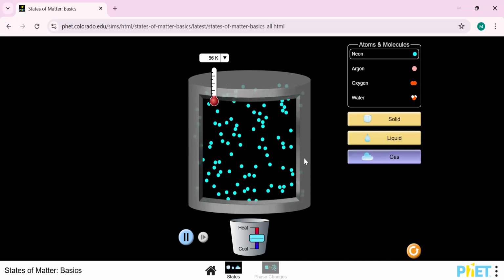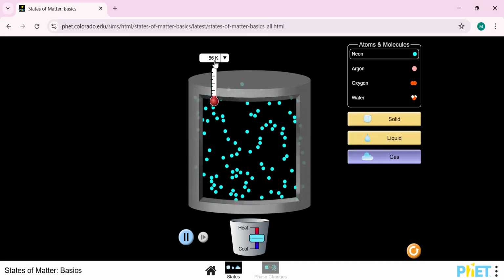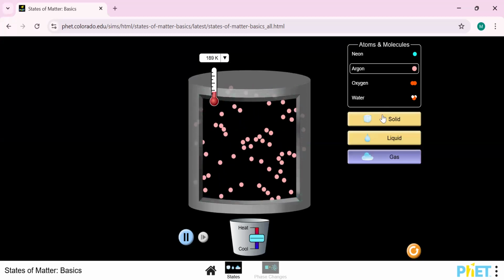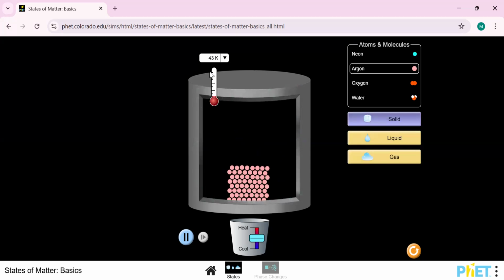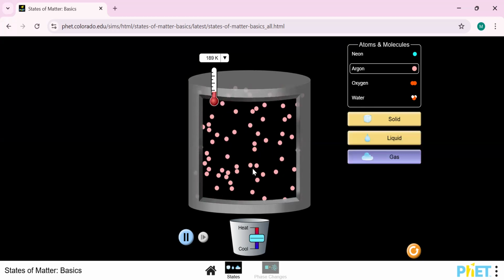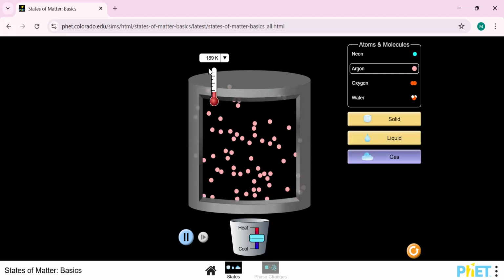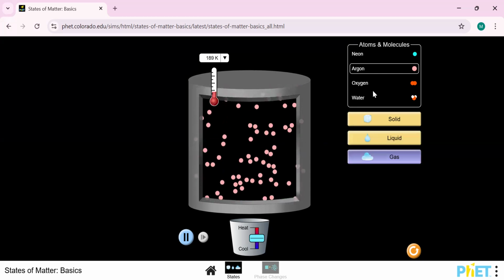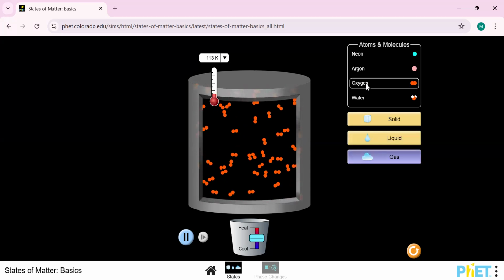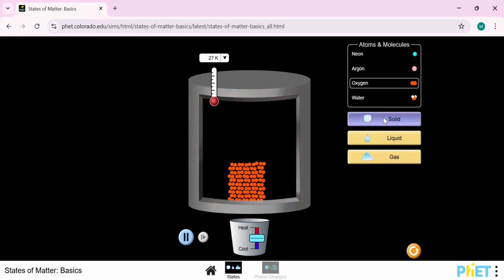So these are the kinds, and the temperature also varies. In argon, in solid state, it is 43 Kelvin. In liquid state, it is 86 Kelvin. And gas, it is 189 Kelvin. When we want to change the state, the temperature also increases. Next one, oxygen, O2.